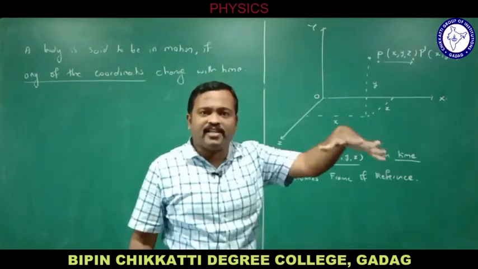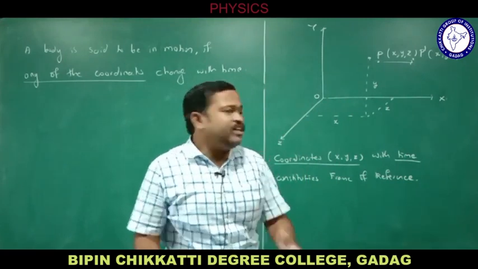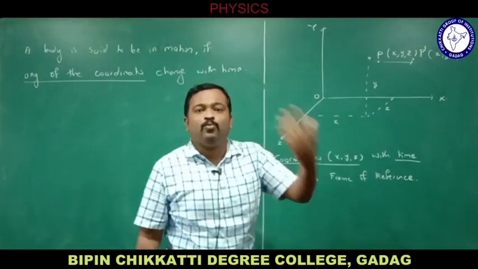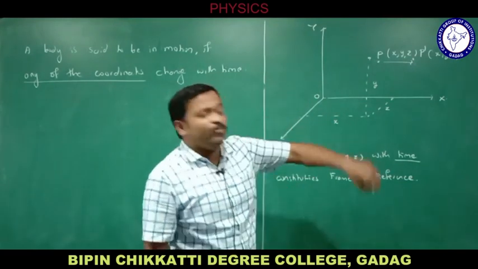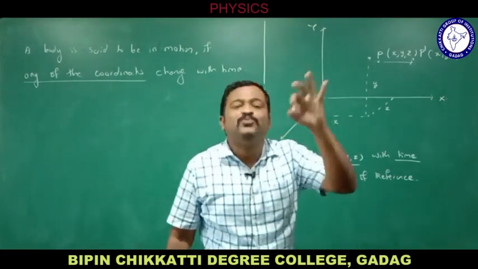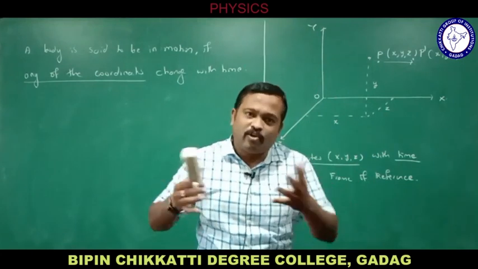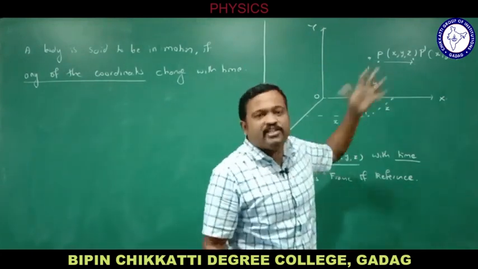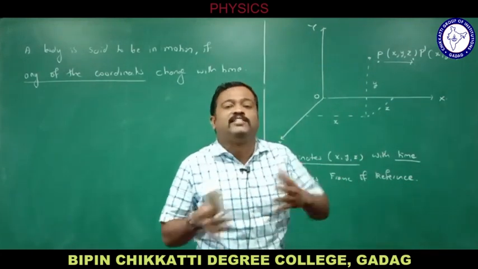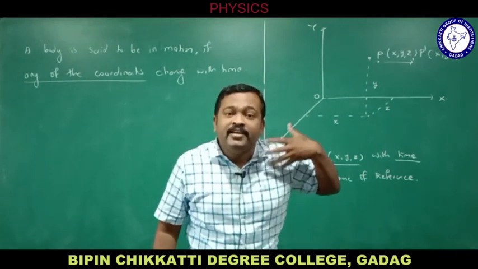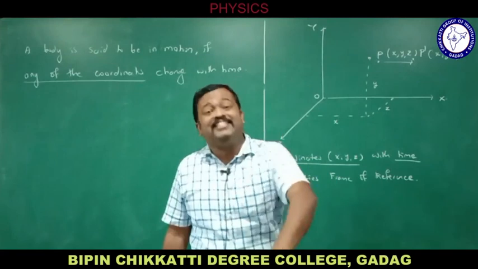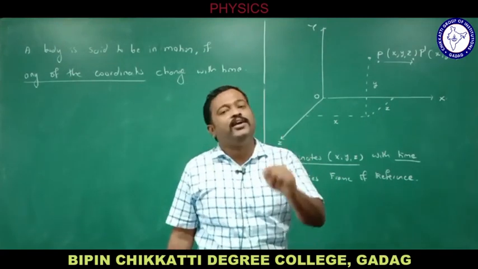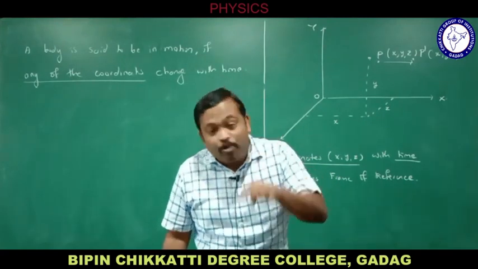If it is moving along the x-axis, the x coordinate will change. If it is moving in space, x, y, z may all change. If it is moving in a plane, x and y might change, and x, y, z may change if it is moving in space. So if any one of the coordinates changes with time, then the body is said to be in motion.